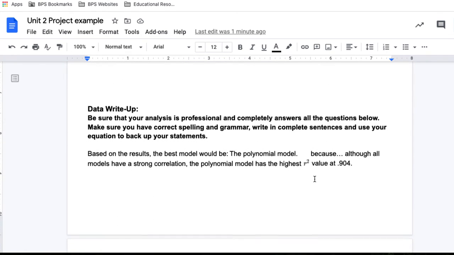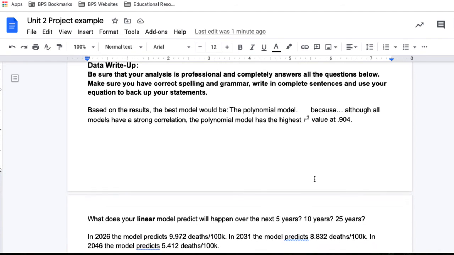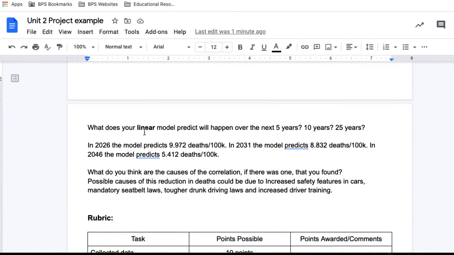So this is where you look at the data and you analyze it. Okay, so based on the results, the best model would have been the polynomial model, because although all the models have a strong correlation, the polynomial model had the highest r-squared value of 0.904, which means it's excellent. So what does my linear model predict will happen over the next 5 years, 10 years, and 25 years? We're using the linear model because this is 9th grade, even though the polynomial model was strongest.